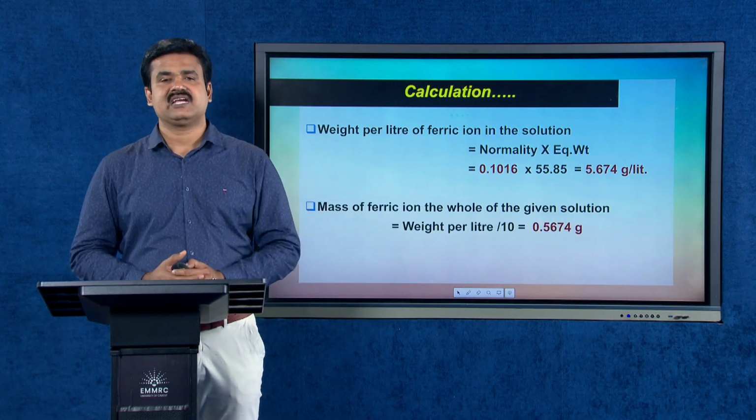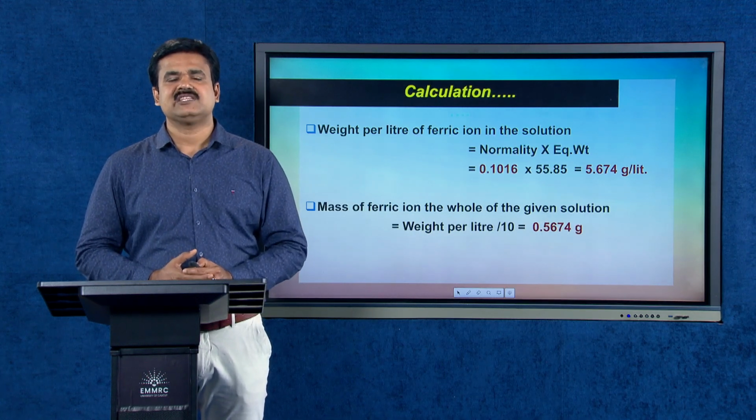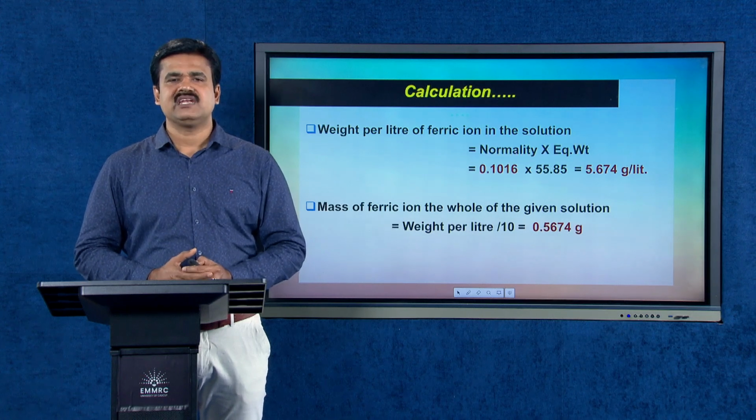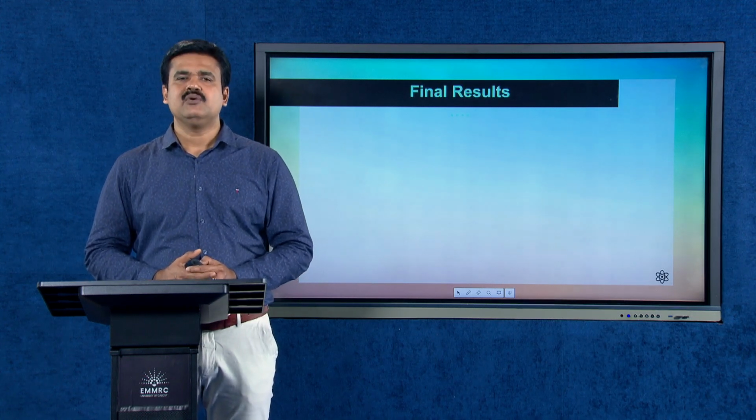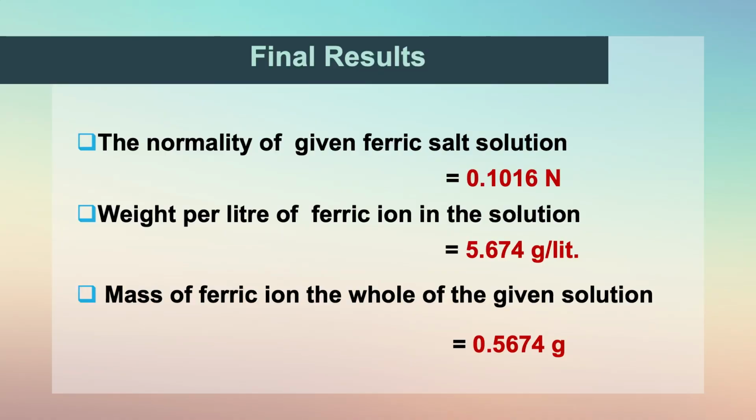Now, mass of ferric ion in the whole of the given solution is obtained by dividing weight per liter with the ten, that is equal to 0.5674 gram. Now, we are consolidating the final results of the experiment as the normality of the given ferric salt solution equal to 0.1016 normal. Now, weight per liter of the ferric ion in the given solution is equal to 5.674 gram per liter, and finally, mass of ferric ion in the whole of the given solution is equal to 0.5674 gram.